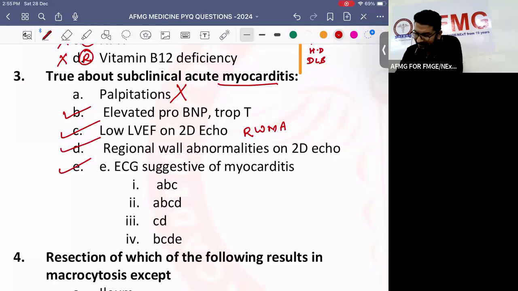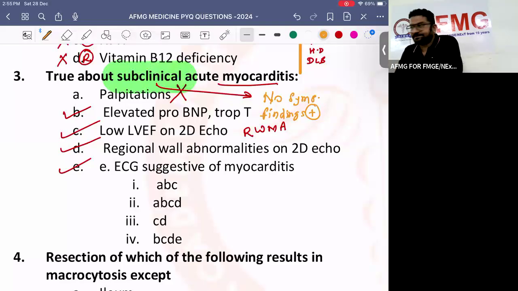So subclinical, this is the only hint in the MCQ. Subclinical means no symptom. Subclinical meaning is patient will not have any symptoms. So symptoms नहीं है, but findings will be positive. Findings means these findings will be in the ECG, in the echo, in the testing. समझ आया?